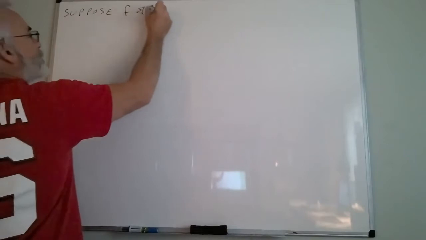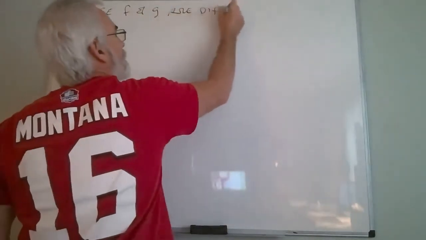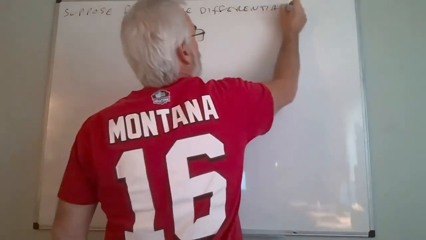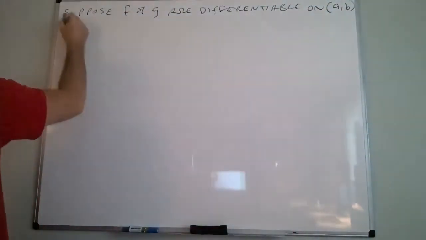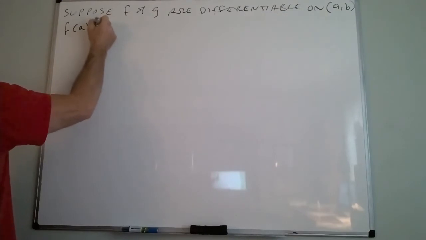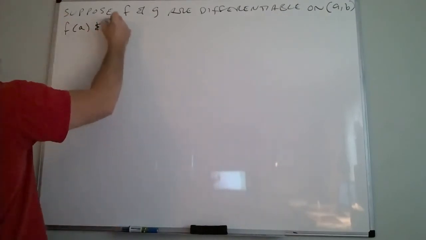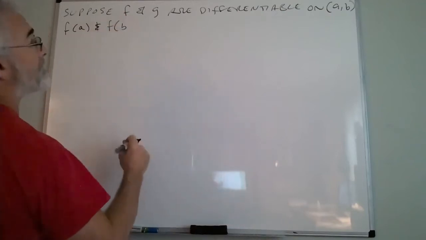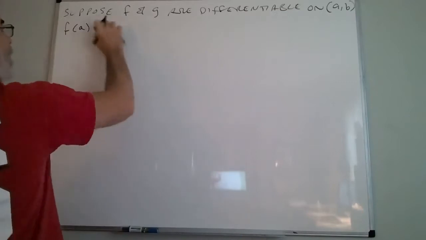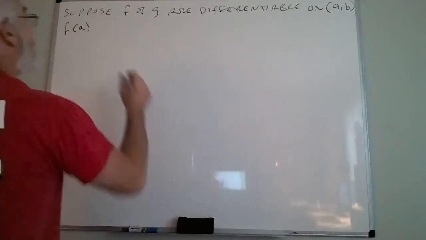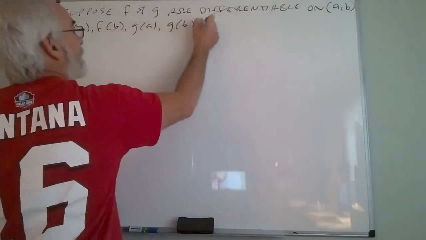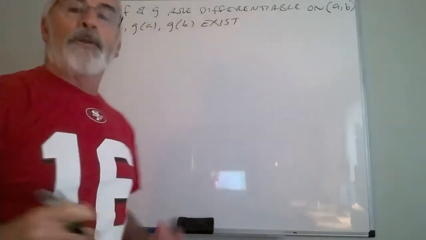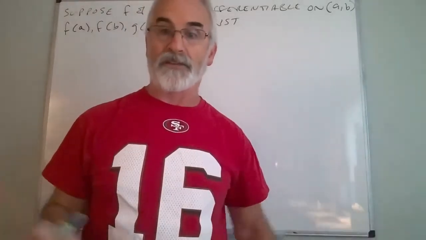Okay, let's suppose f and g are differentiable over the open interval a, b. f of a, f of b, g of a, g of b exist. There we go, all right. So I could apply the mean value theorem to both functions, f and g. That's what we're saying, okay?